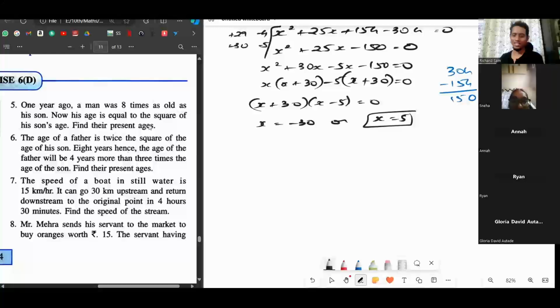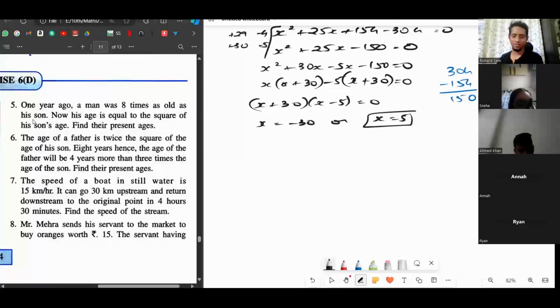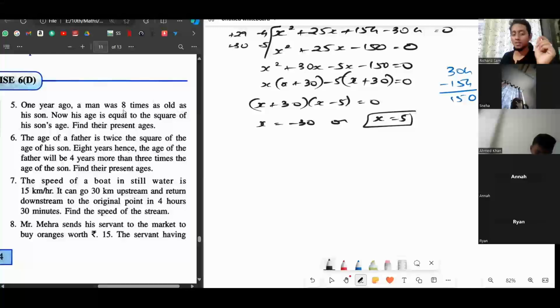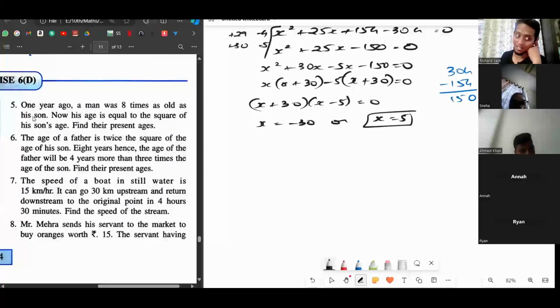Okay, let's go to the next question. Question number 5 in my book. Okay, let's read it. 1 year ago, okay, so from present, 1 year ago, a man was 8 times as old as his son. Now, his age is equal to the square of his son's age.